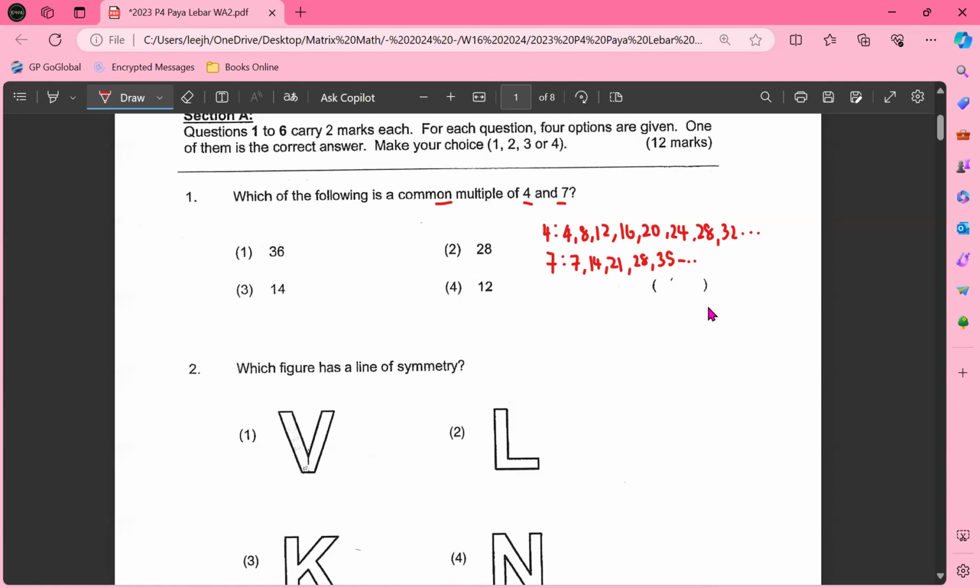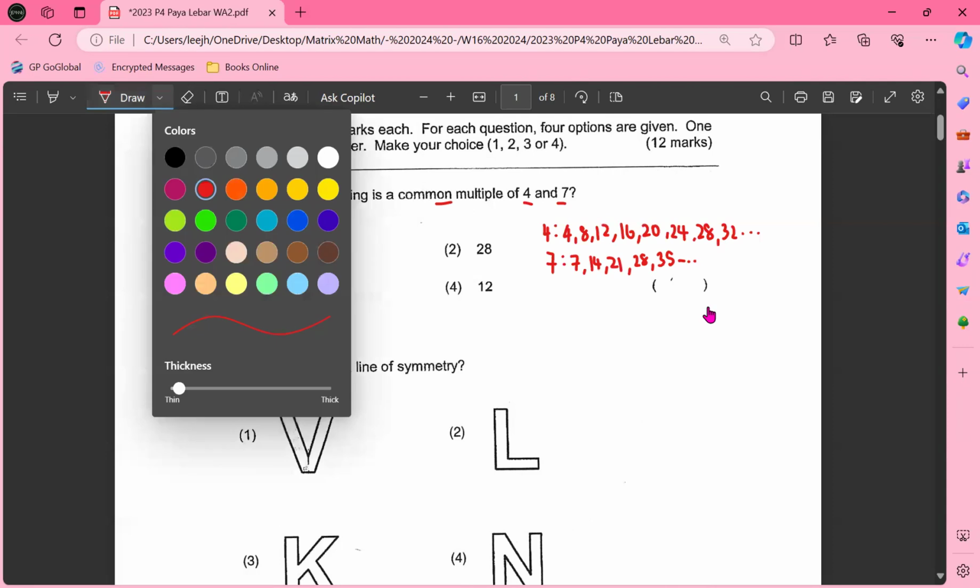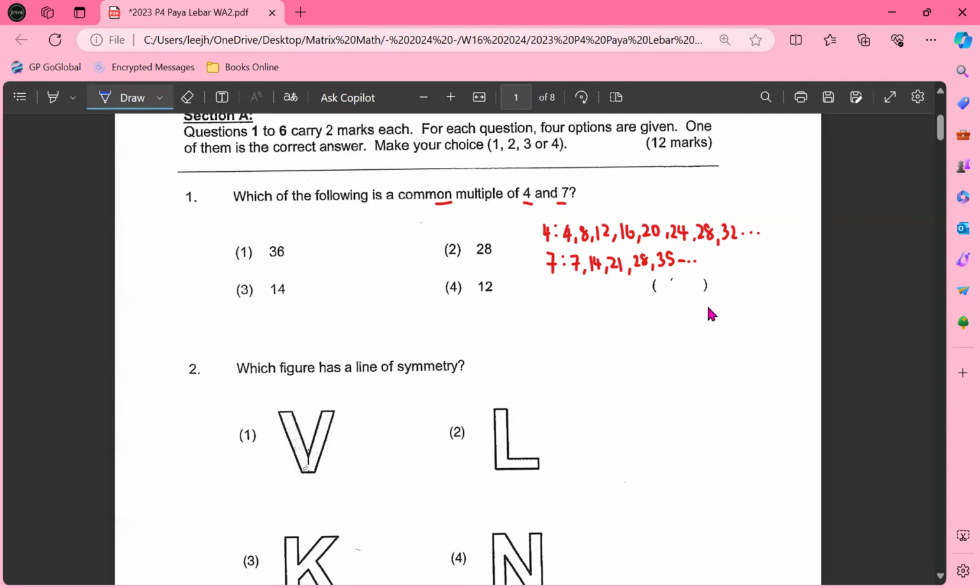So if you look at these two rows, actually we can see that there is a common multiple. So let me use a blue pen. So actually it's none other than number 28. Okay, because the rest, 14 is not, 12 is not as well. Okay, so your answer is 28. So it's option 2.